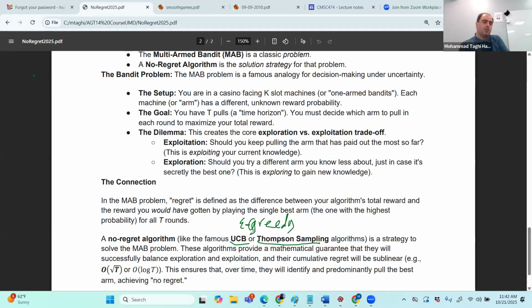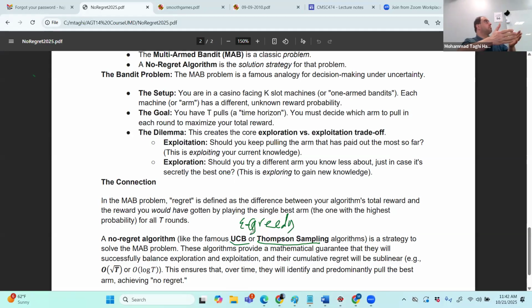There are other algorithms called the UCB algorithms. All of these are of this type, where you essentially try to update your knowledge. So what would be a typical algorithm for a no regret algorithm? Say you have these arms, and you want to select one of these arms.